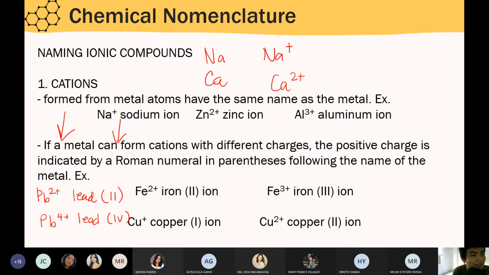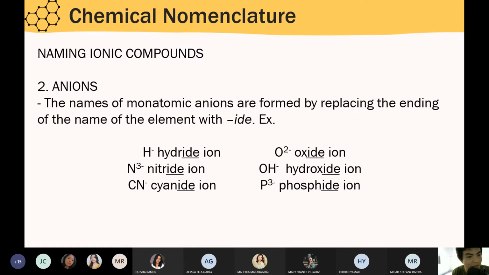So anyway, we are just naming cations. Now let's proceed with the anions. The rules for anions are very different from the cations. There are two types of anion: the non-oxyanions and the oxyanions. Later on, you will see what an oxyanion is. For now, we are pertaining to the non-oxyanions muna.